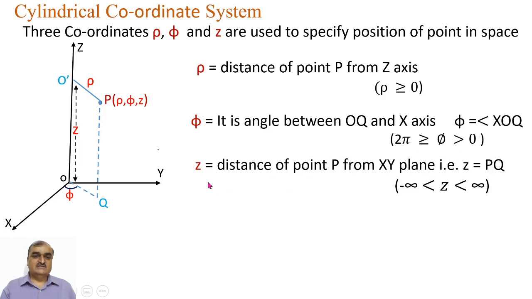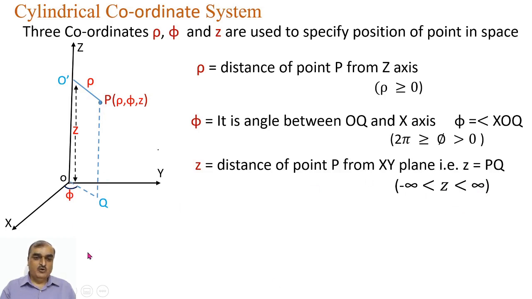Then the third coordinate is z. It is the distance of point P along the z axis, or the distance of the point from the xy plane. This is the xy plane. The distance of the point from this xy plane is the z coordinate. In this figure, the distance PQ is z. The value of z varies from minus infinity to plus infinity.